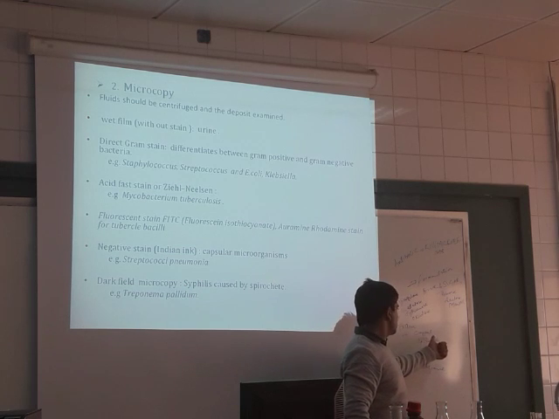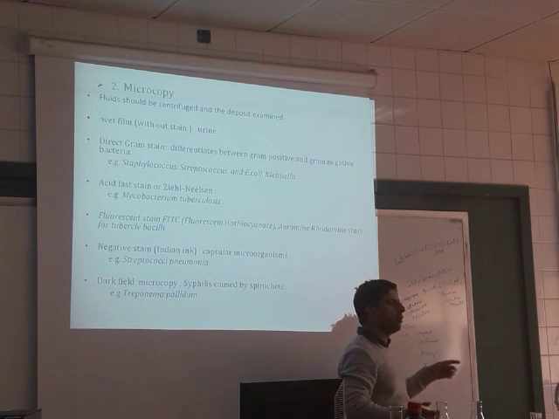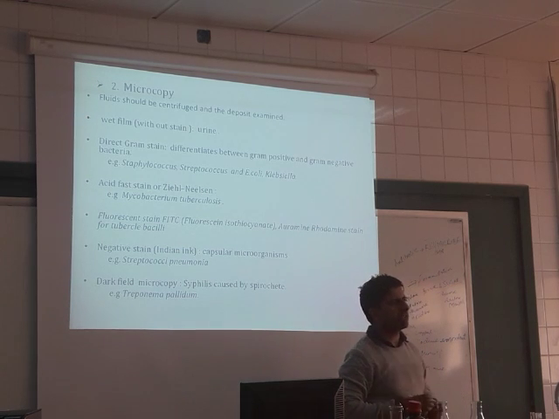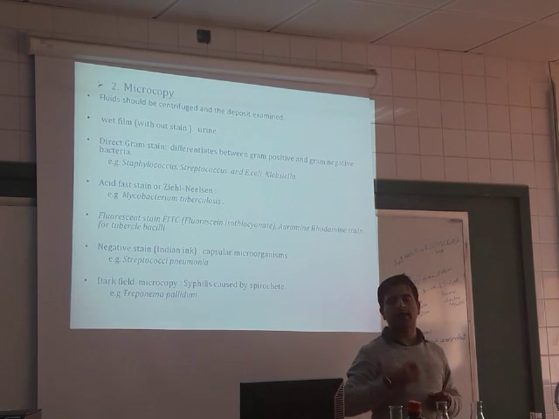Crystal violet is a dye. It is retained by the cell wall. Iodine is a mordant. It acts as a mordant. What's the role of iodine in the gram stain? I am asking you. You had this lab earlier.